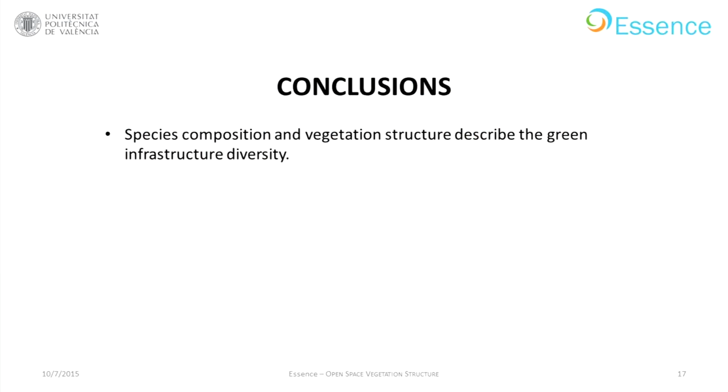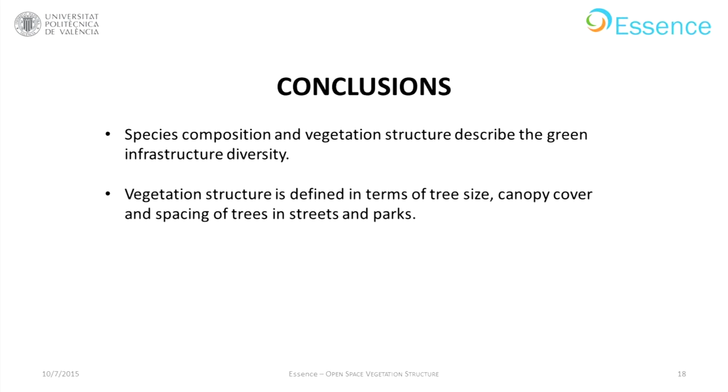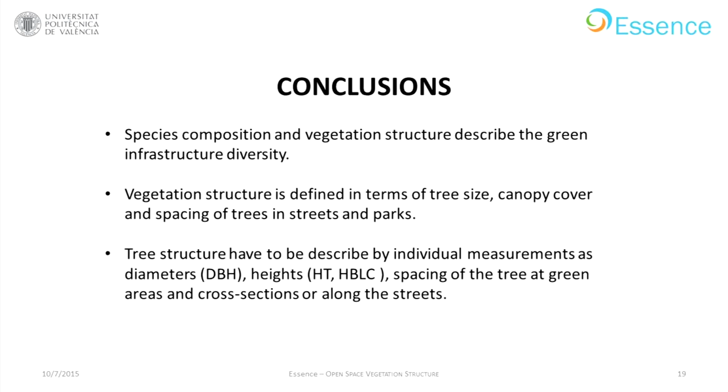Finally, we just have the conclusions. In order to describe the green infrastructure diversity, not only the species composition, but also vegetation structure should be measured and characterized. Vegetation structure is usually defined in terms of tree size, canopy cover, and spacing of trees in streets and parks. The tree structure in green areas has to be described through individual measurements such as diameters, height, or spacing of the trees at green areas, cross sections, or along the streets.